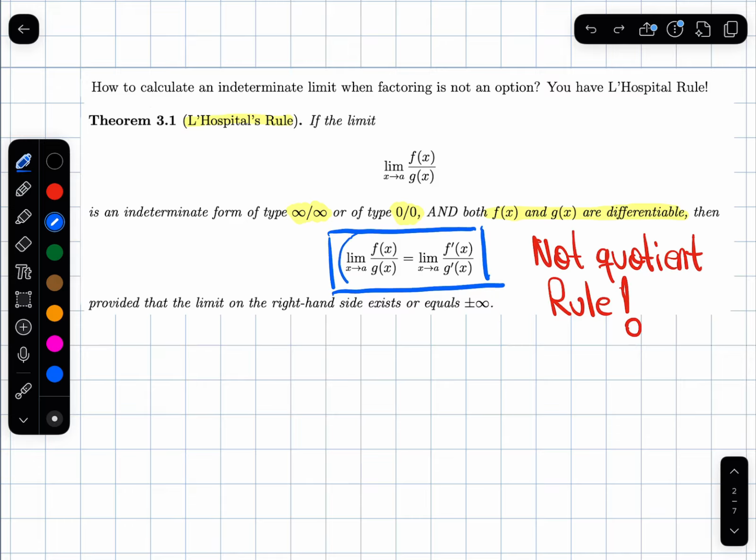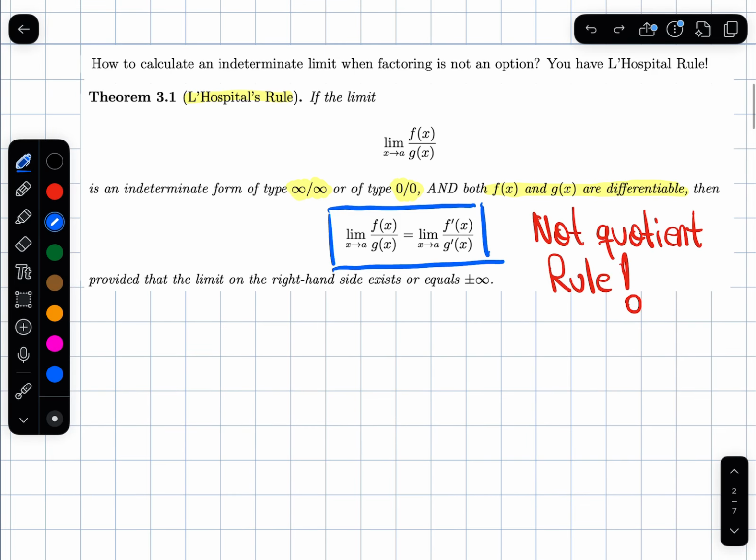So you're given the limit on the left. It's too hard. Maybe factoring is not easy. It doesn't work. And instead you decide to calculate the limit on the right. I'll try and explain to you why this is the case before we solve some examples. There are two things that I like to tell my students about this. The first one is the idea, or I guess the philosophy behind this.